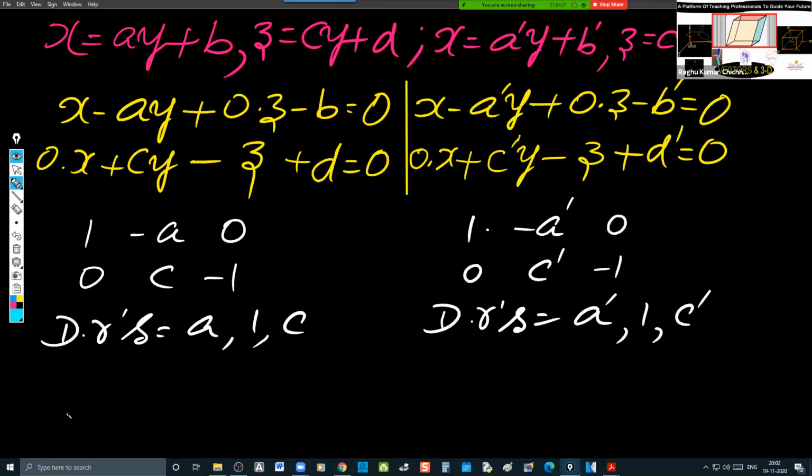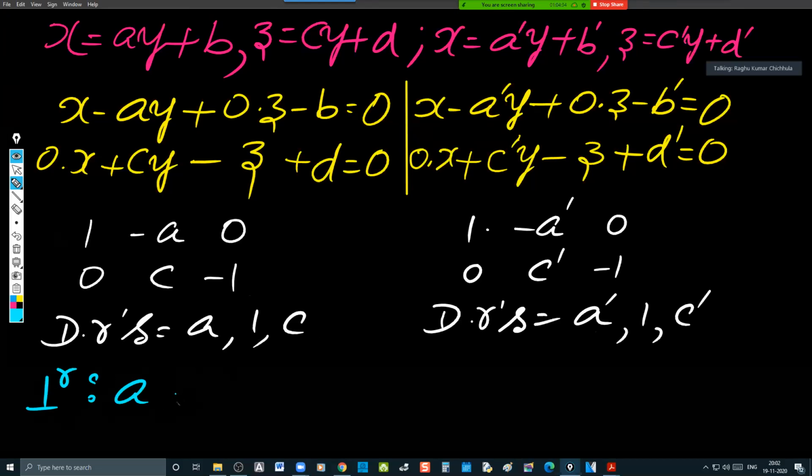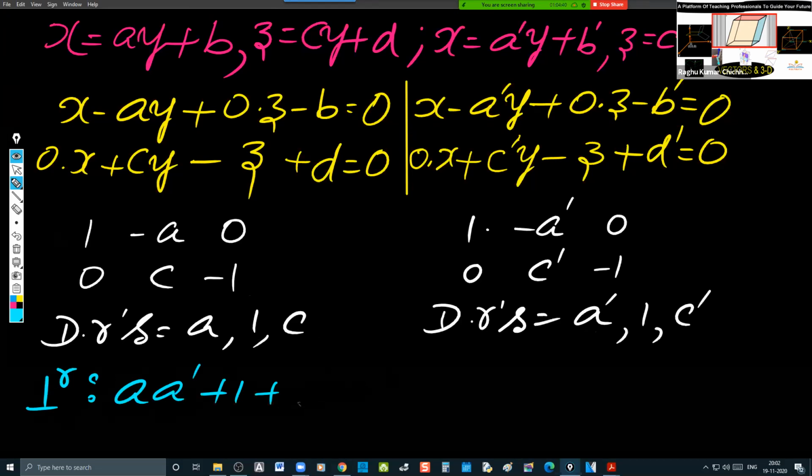Now, tell me the condition. If they are perpendicular, what is the condition? Just now you said: a1 a2 plus b1 b2 plus c1 c2 equal to 0. That is the condition.